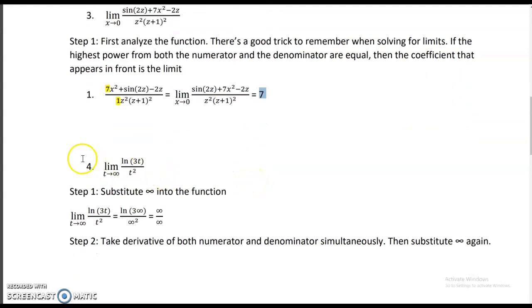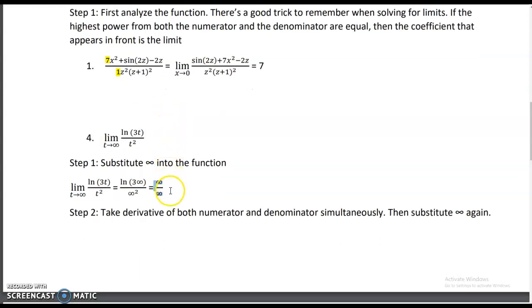The last example is number 4. We have ln. Limit as t approaches infinity of ln of 3t over t squared. Then we substitute t approaching infinity into the function. As I input infinity into the function, you realize that the answer is infinity over infinity. And just as with 0 over 0, infinity over infinity also indicates that you have to use L'Hopital's rule.